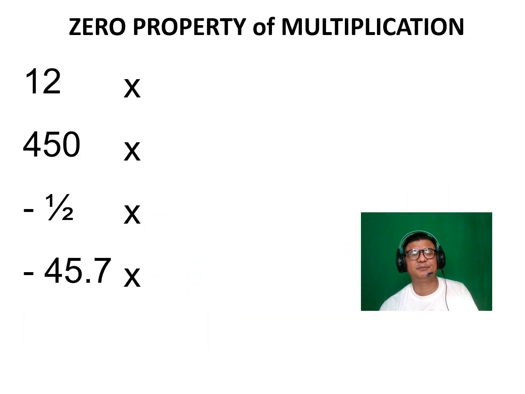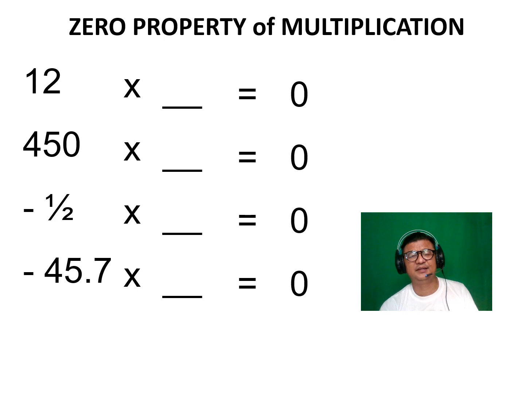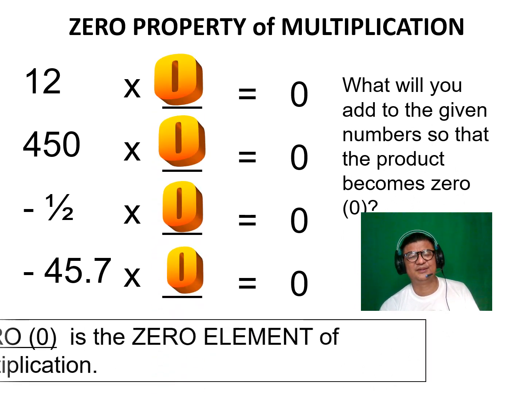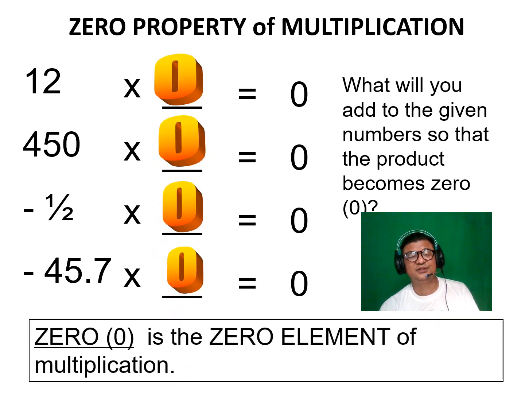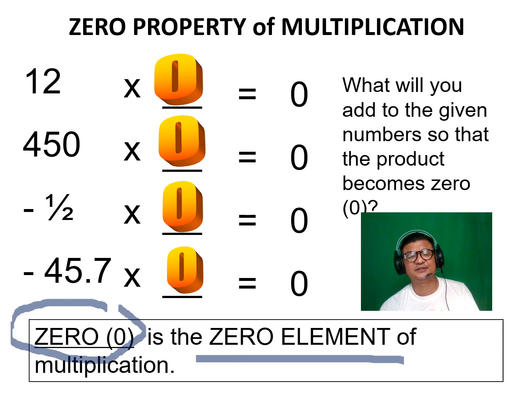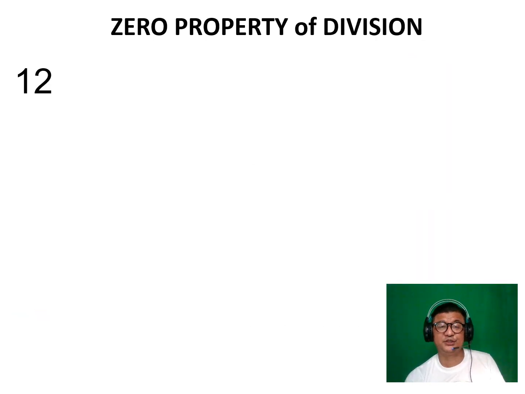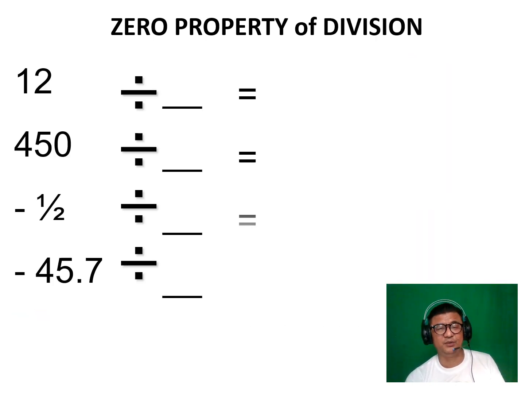How about for multiplication? What do I multiply to get a 0? Wow. Correct. Multiply it by 0. All right. Again, now 0 is the 0 element for multiplication. How about division? Okay, divide everything by what number? And the answer is 0.